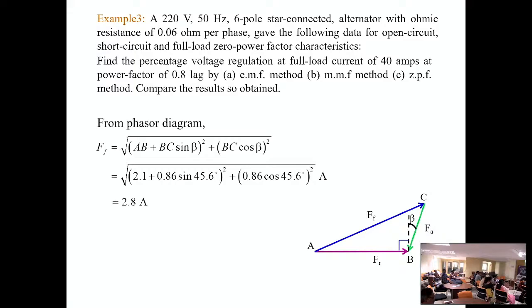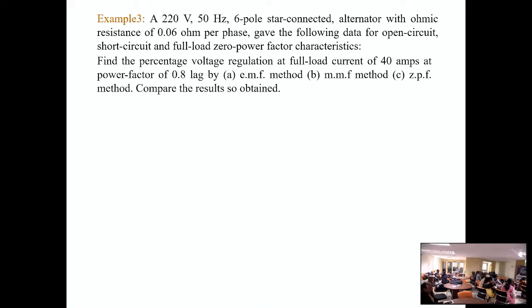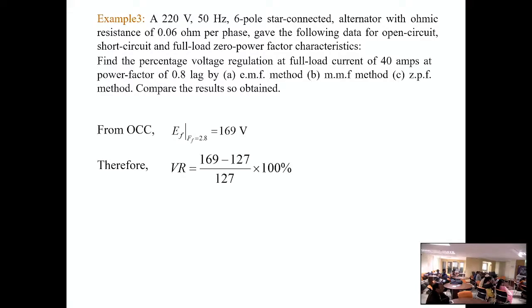Now go to that plot. Identify 2.8 ampere on the field current axis. So this is your 2.8 ampere. Draw a vertical line that will intersect the OCC at some point. From there draw a horizontal line and find that voltage. So that is 169 volt. This is your EF. So FF is converted into EF. So now EF is 169. Again apply that formula. So that will give you the voltage regulation.